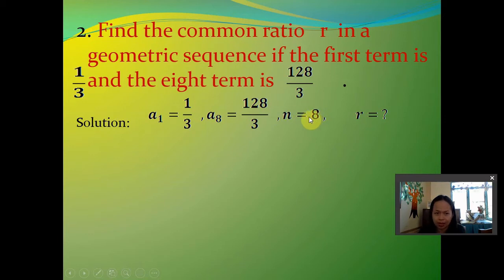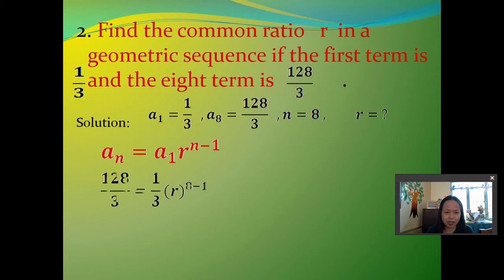Why is it 8? Because it is stated in our problem that our eighth term is 128 over 3. Therefore, our last term is the 8th term. So there are obviously 8 terms in our particular problem here. So our n here is 8. And r, or the common ratio, is what we are looking for. For the second problem, our missing value here is r. Previously, our missing value was the nth term. This time, we're going to look for r. We will be using this nth term of a geometric sequence.